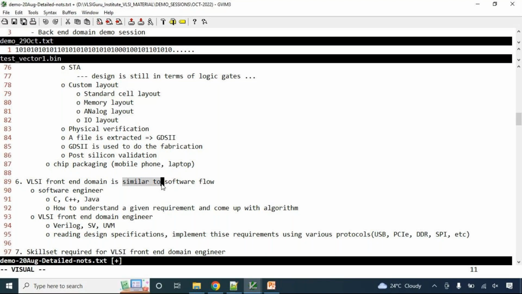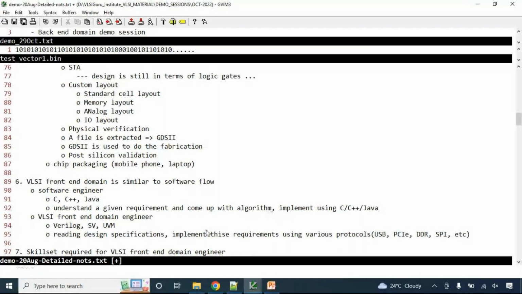Okay, like in software, what does a software engineer use? C, C++, Java, different languages. Then what does he do? He understands the given requirement, and he comes up with the algorithm and implements it using C or C++ or Java, different languages. This is what a software engineer does.